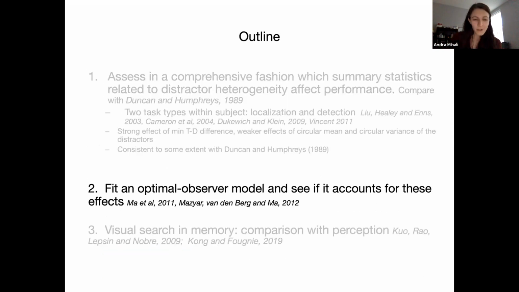Okay, so now we fit this optimal observer model and see if it accounts for this effect.